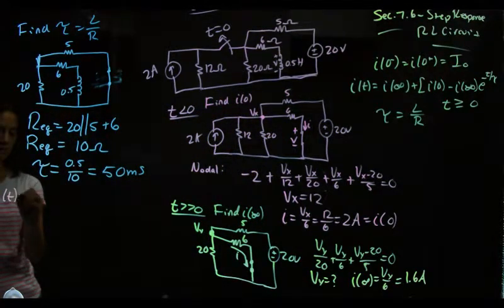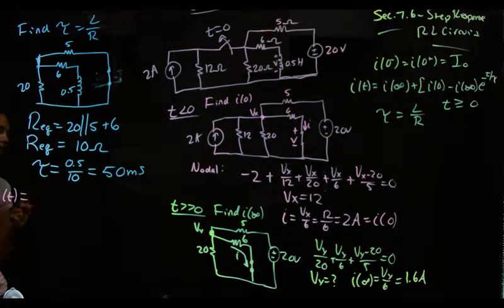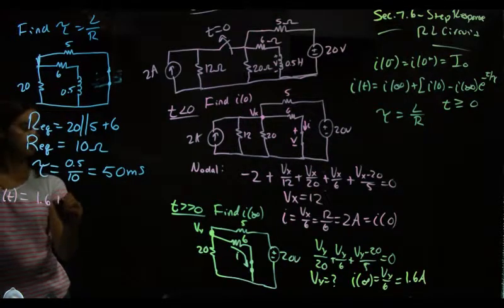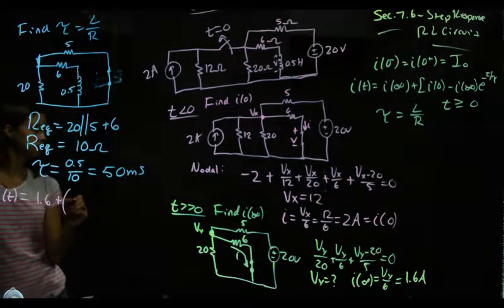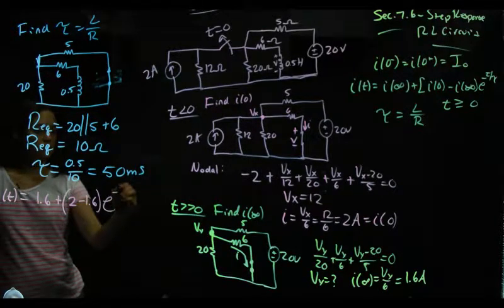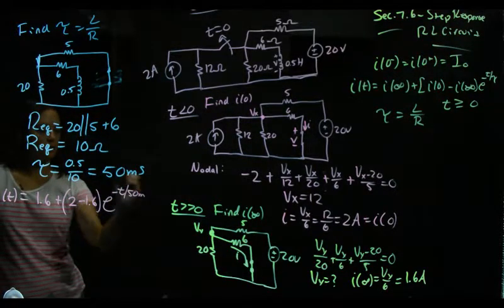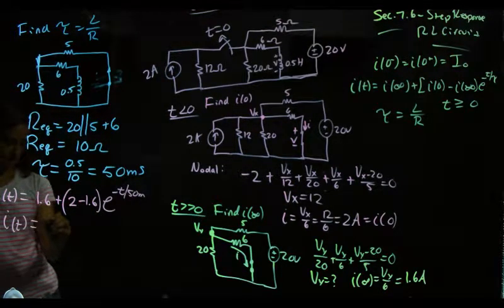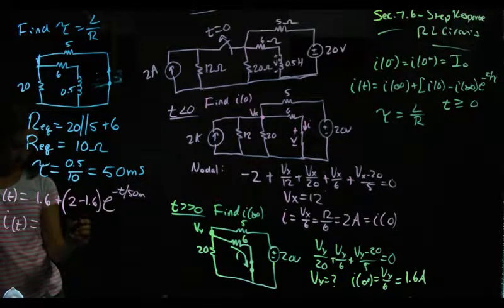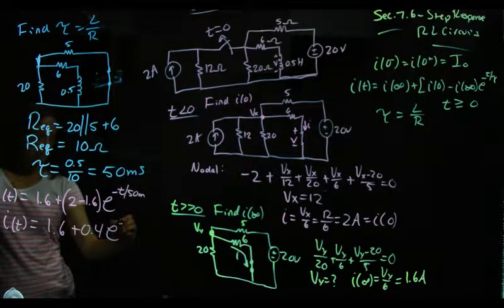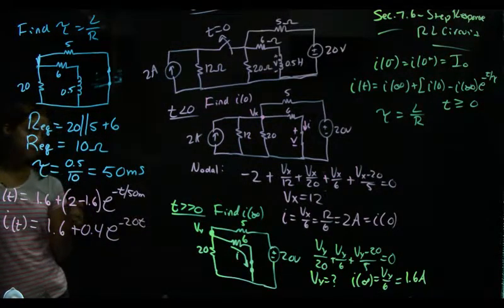I have I of t equals I of infinity, which is right there, 1.6, plus I of 0, 2, minus I of infinity, 1.6, e to the minus t over tau, 50 milliseconds. Or writing that nicer, I get an I of t that's equal to 1.6 plus 0.4 e to the minus 20t. But we were asked to find v of t.